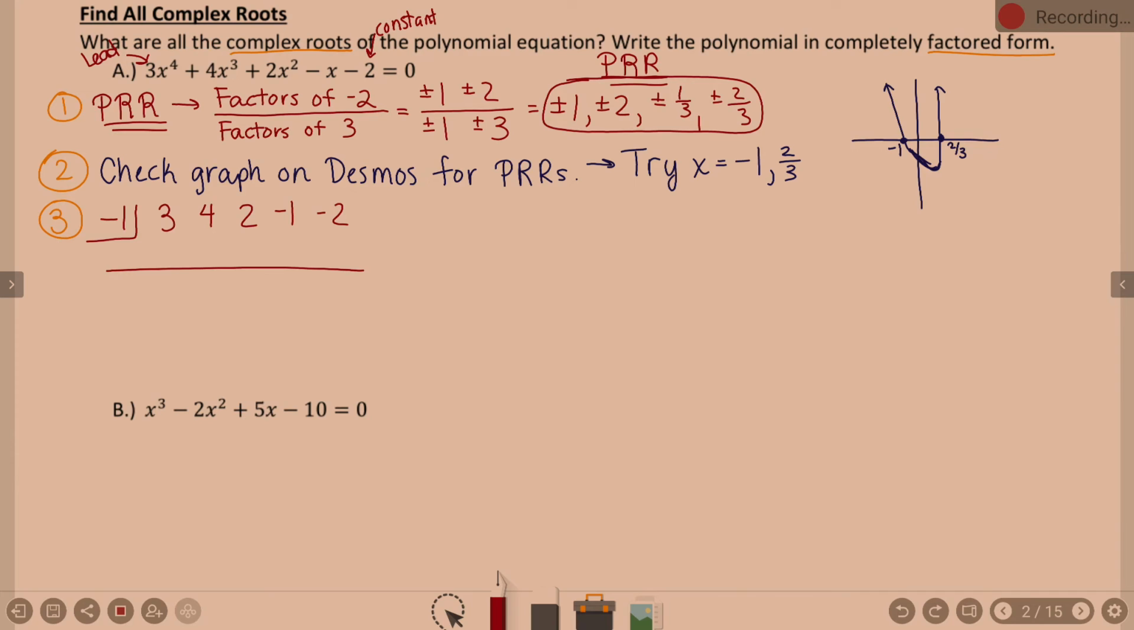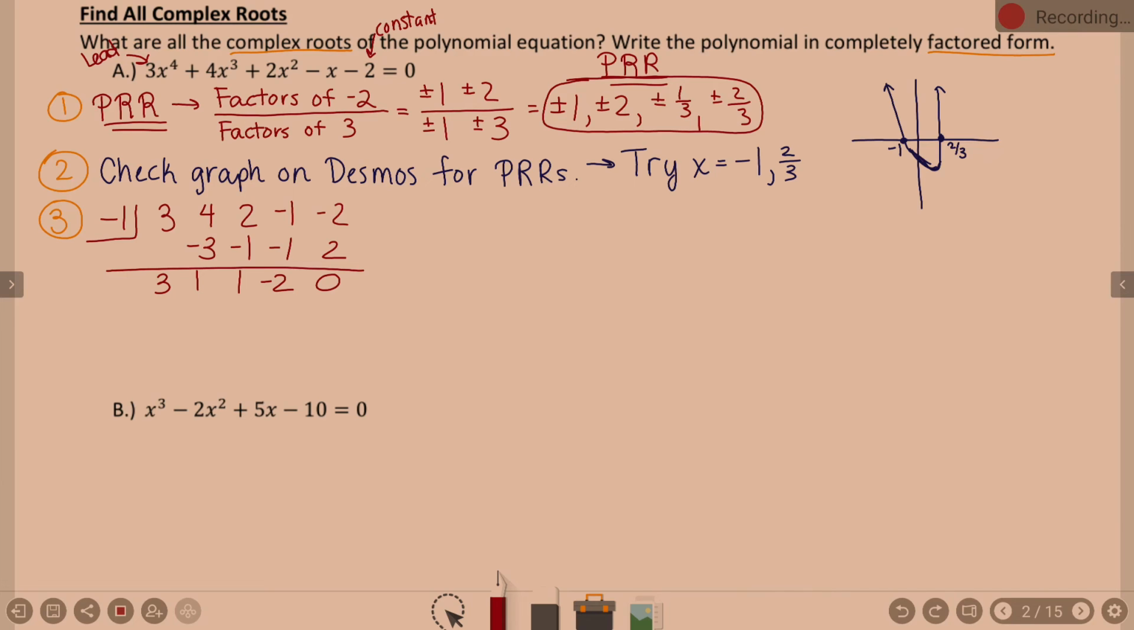Okay, you guys know synthetic division, right? Drop the 3. -1 times 3 is -3. Add 4 plus -3, 1. Multiply. -1 times 1? -1. Add 2 plus -1? 1. Multiply. -1 times 1? -1. Add -1 and -1? -2. Multiply. -1 times -2? 2. And add. -2 plus 2 is 0. Okay.